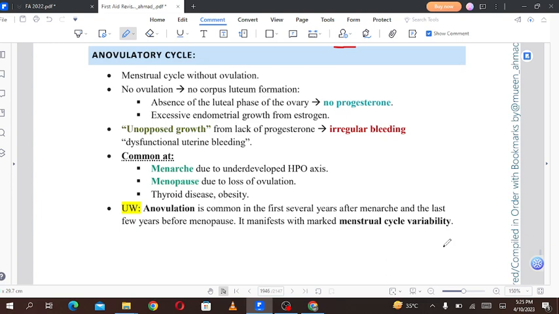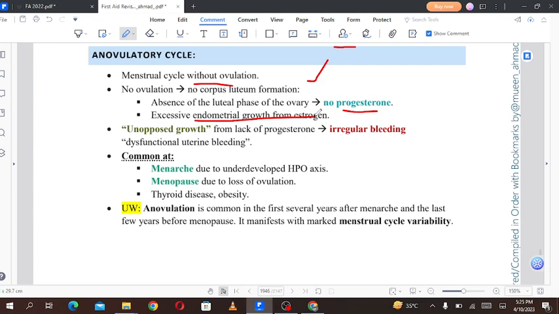And then we have the anovulatory cycle. What does that mean? A menstrual cycle without ovulation is called an anovulatory cycle, as the name implies. No ovulation, so there is no corpus luteum formation, and with no corpus luteum formation, absence of the luteal phase of the ovary, there is no progesterone. There will be excessive endometrial growth from estrogen because progesterone is inhibitory to estrogen. So if estrogen is not inhibited, there will be excessive endometrial growth.